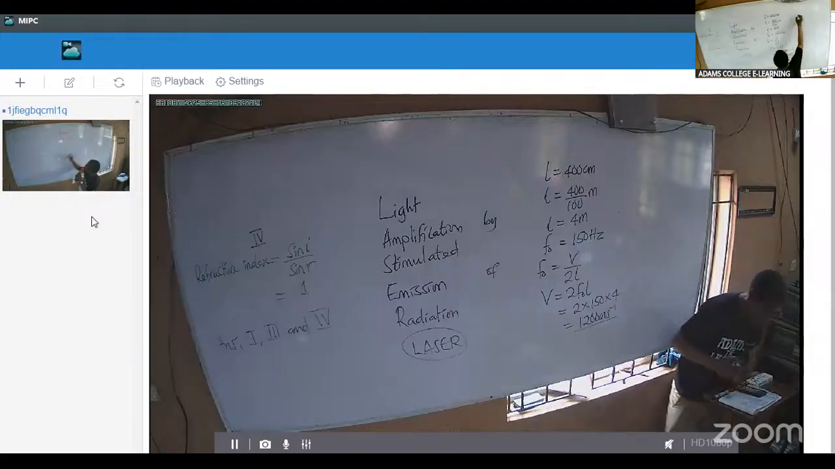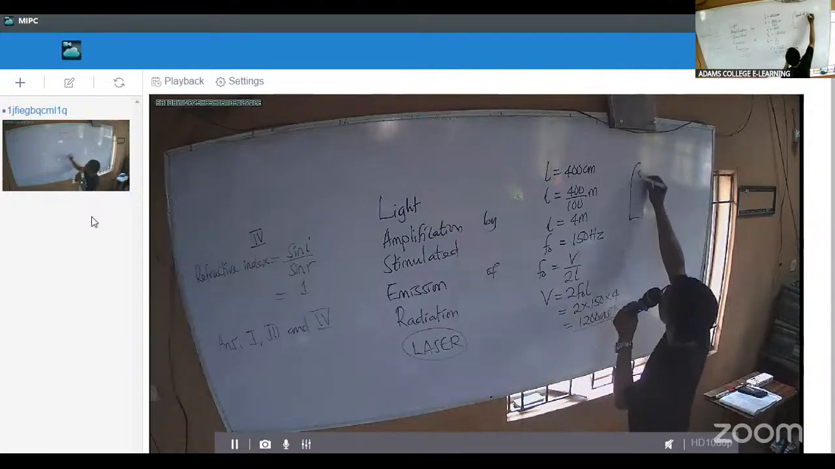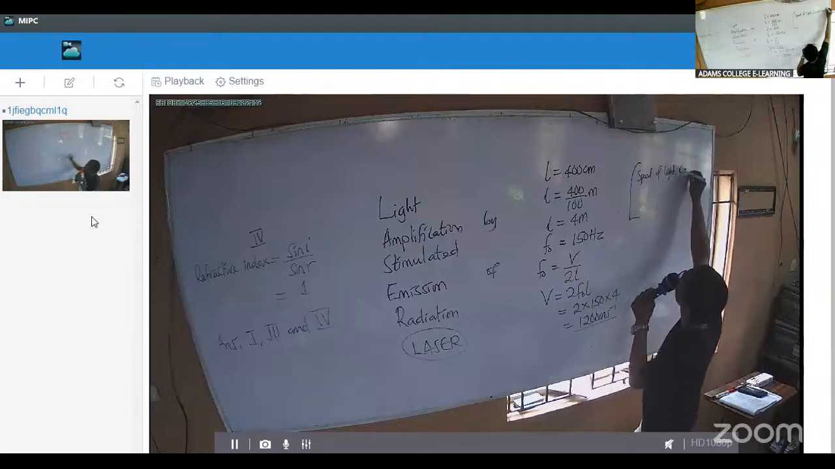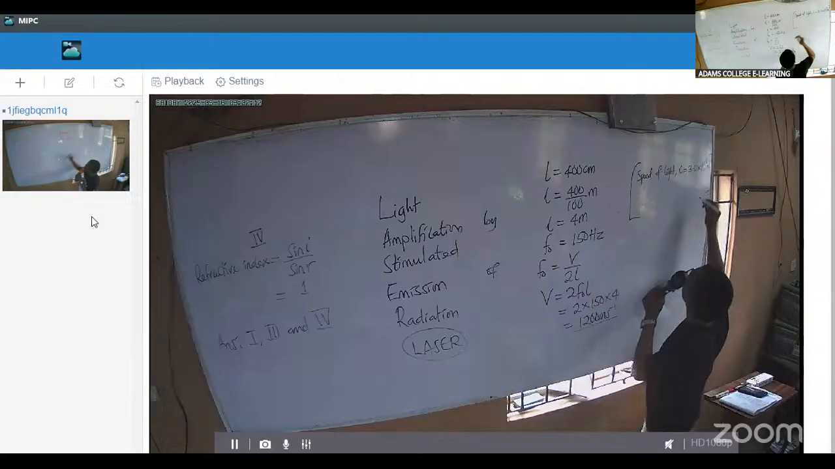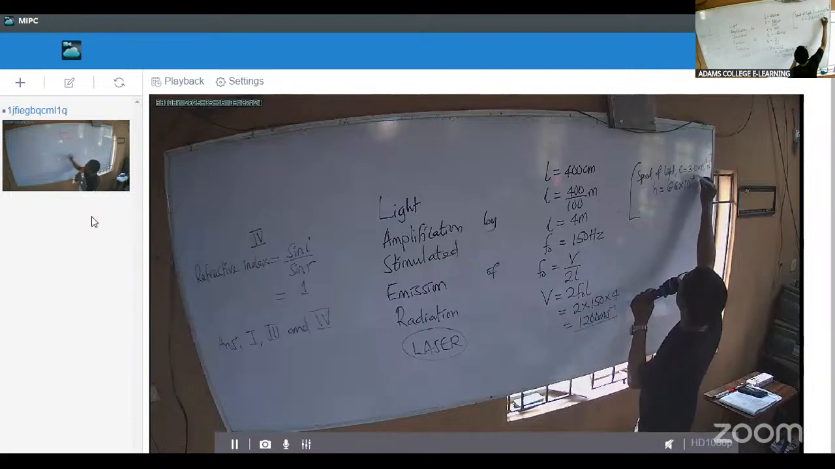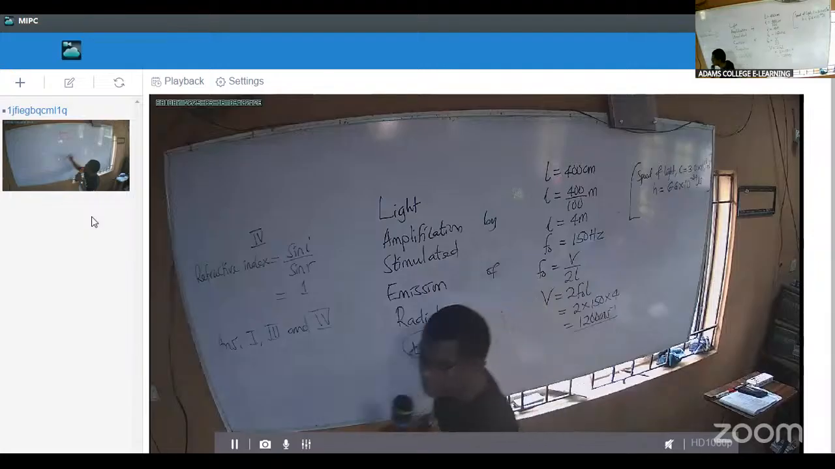We are given the speed of light, c, 3.0 times 10 to the power 8 meters per second. And then our h, Planck's constant, 6.6 times 10 to the minus 34 joule seconds. Let's try it.